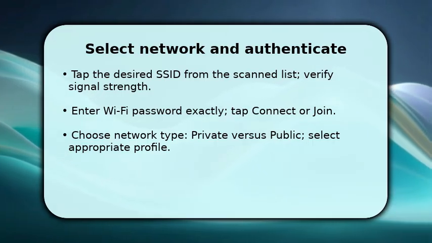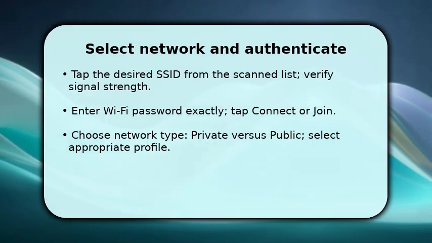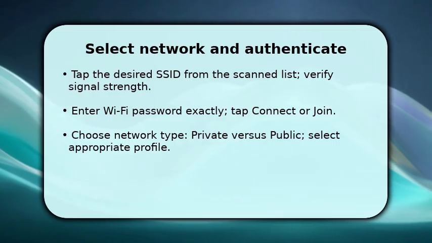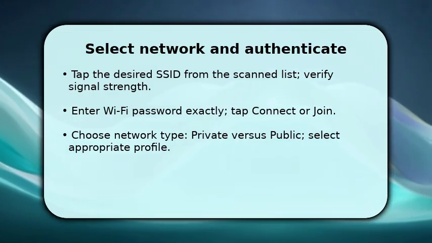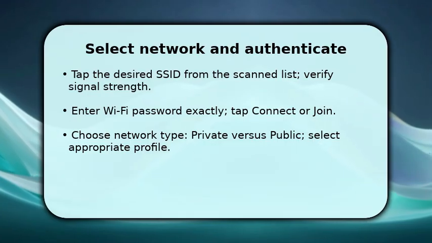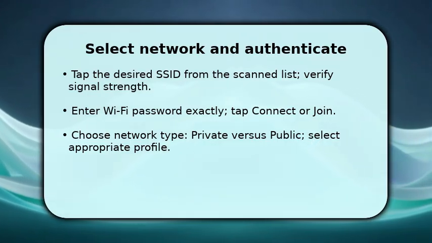Once you tap Connect or Join, your phone negotiates encryption and IP assignment with the router. This can take a few seconds. Make sure to designate the network as private if you trust it, because that enables device discovery.